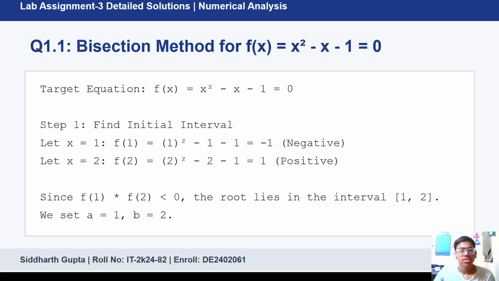So let's start. The first question says to find the roots of this equation using the bisection method. So the target equation is this.